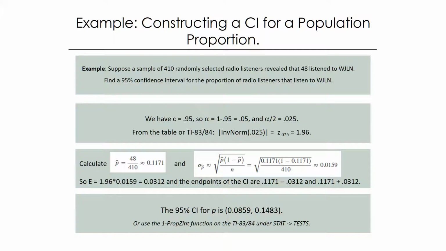And this interval can also be found with the TI-83/84 calculator. You can use the 1-PropZInt function that is found under the Stat button, the Tests menu. And there you just put in x and n and C, and it gives you the interval.